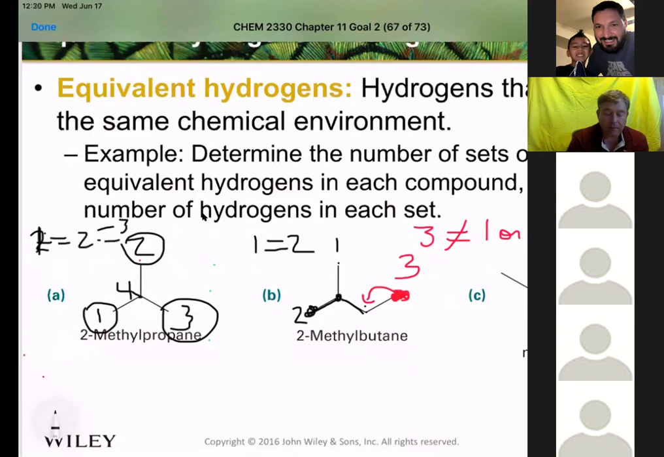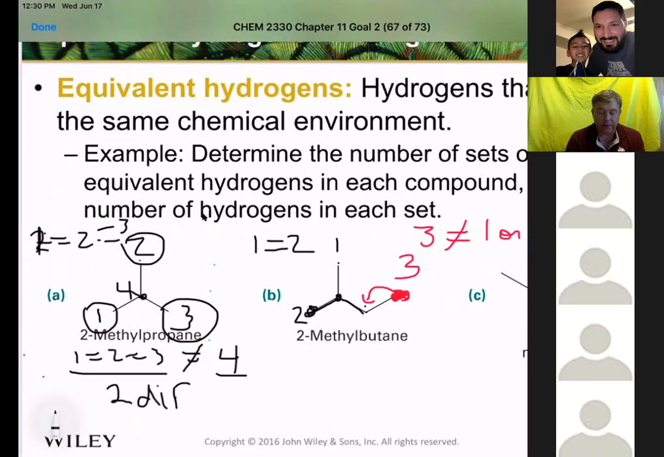Okay, the fact that this hydrogen on carbon number 4, the fact that there's only 1 hydrogen on that carbon and it's bonded to things, that means it's different. So 1 is equal to 2 is equal to 3. However, it's not equal to 4. So what that means is we'd have 1 peak for all of these and 1 peak for this. So we have 2 different types of hydrogens on this compound. So I see that on the methylpropane.